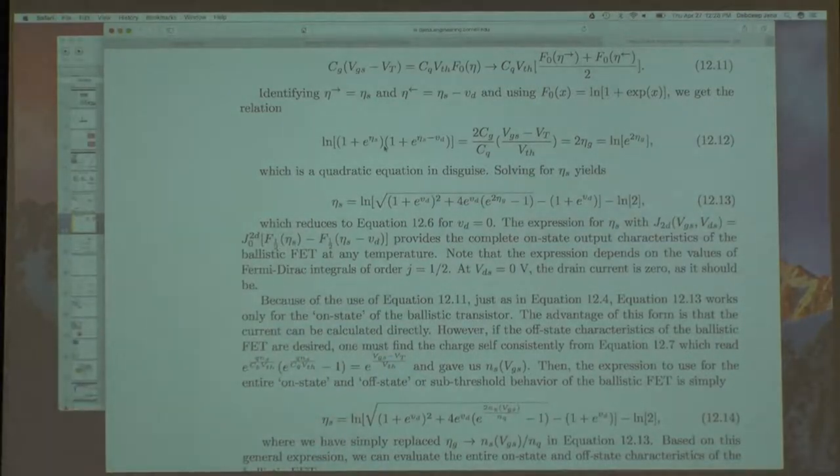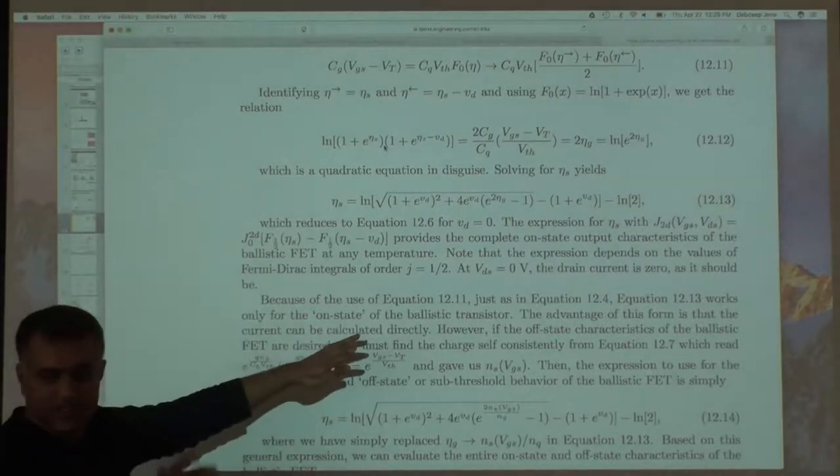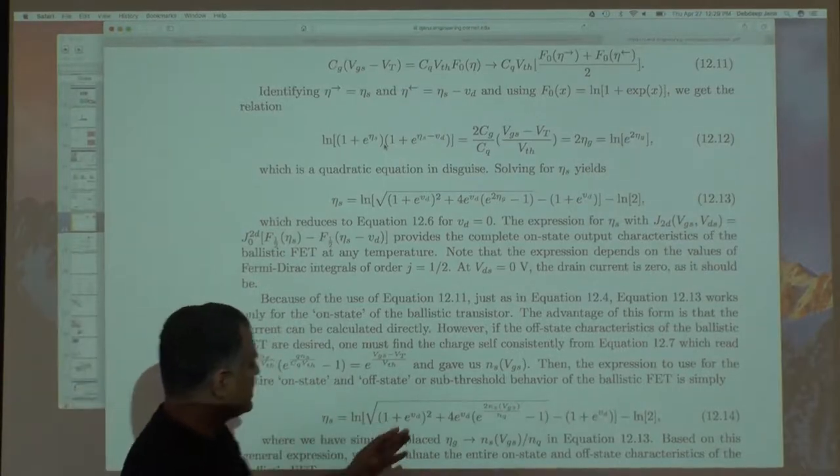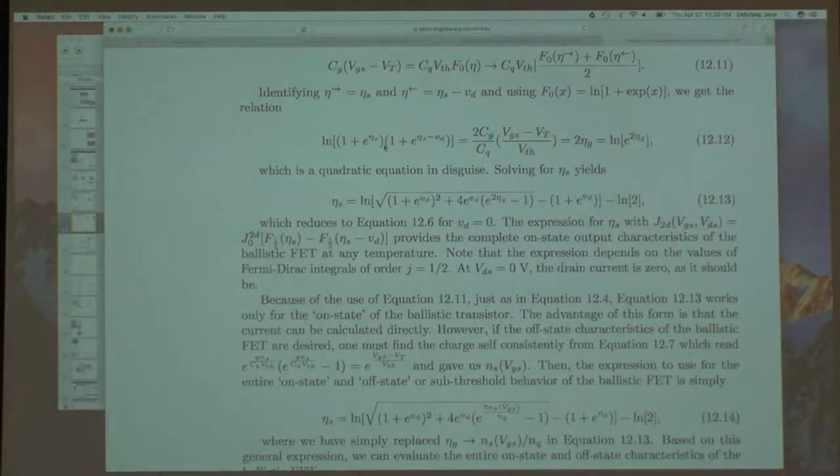Essentially, I'm saying you can get the source Fermi level now as a function of two things, the drain voltage and the gate voltage. And those are the two things that control all operations of the transistor. So you have the entire operation regime of the transistor buried in this form now. It's a little twisted, but you can work through it and see how. So it explains both the on state and the off state.